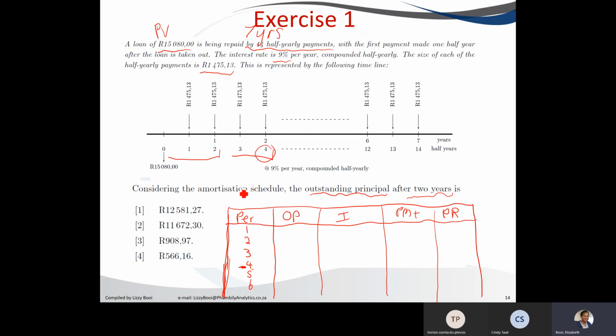So our outstanding principal was 15,080. Our payment, which we can write, is 1475.18, and you complete it for the whole table because the payment is the same for the whole period. Now we can calculate the interest.